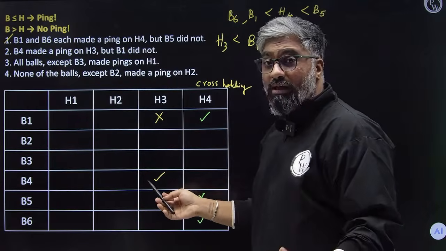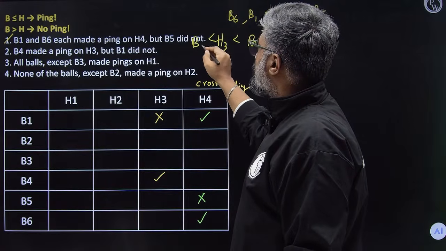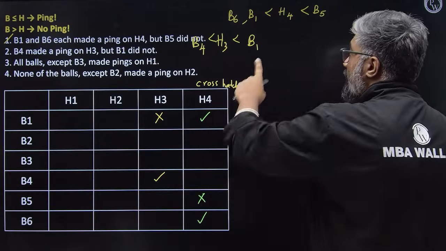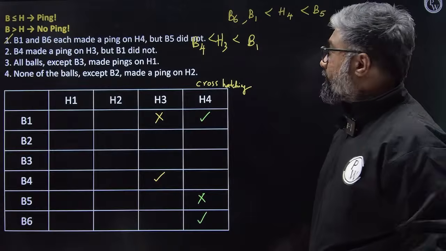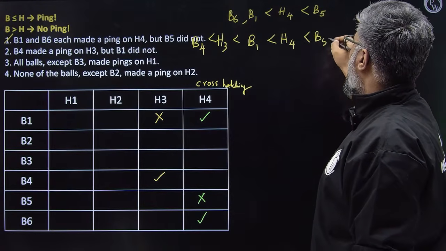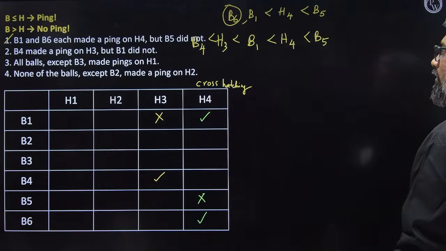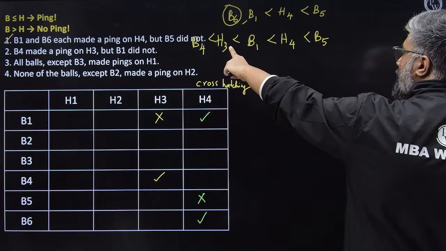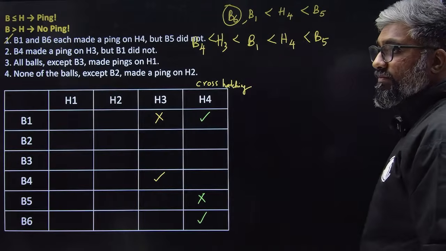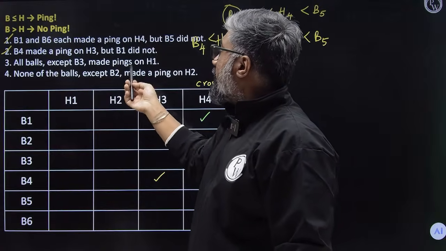And which is smaller than H3? B4 has to be smaller than H3, correct? B4 smaller than H3, there will be a ping. B1 bigger than H3, no ping. Again, I can continue. H4, B5. I am placing B6 aside. We'll try to place B6 a little later. Okay. Works for now. B4 smaller than H3. H3 smaller than B1. B1 smaller than H4. H4 smaller than B5. Correct? Perfect.